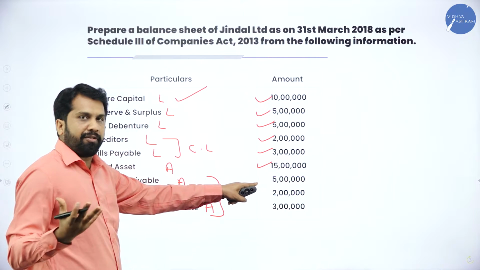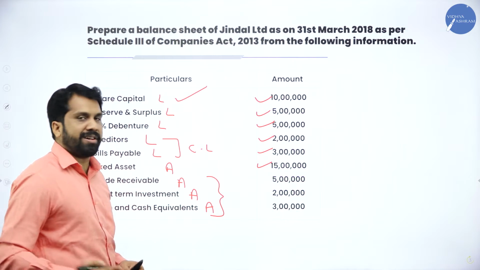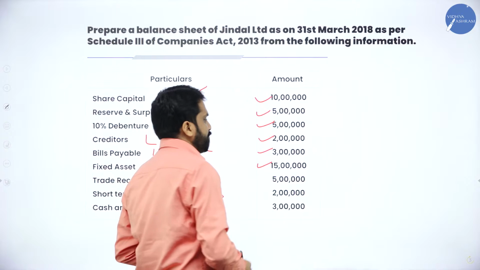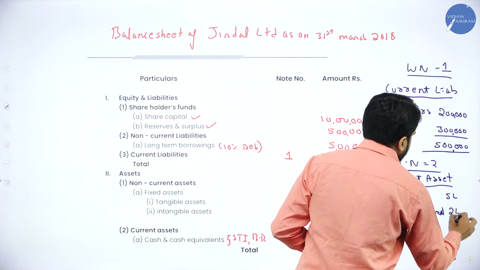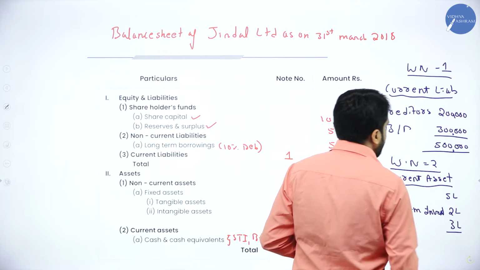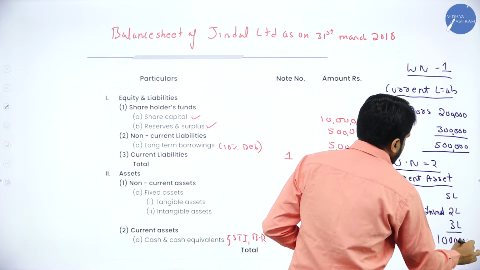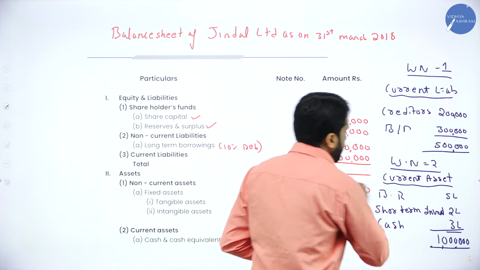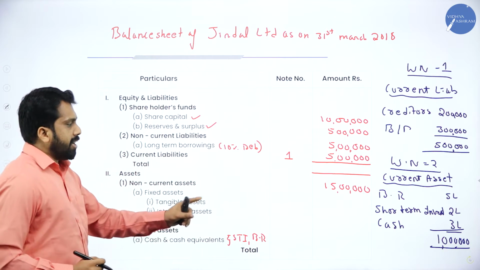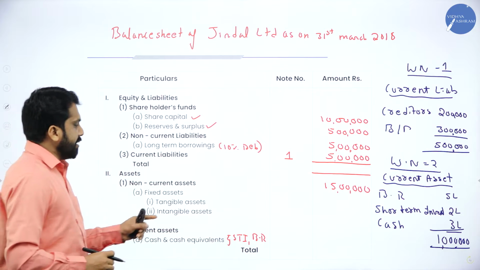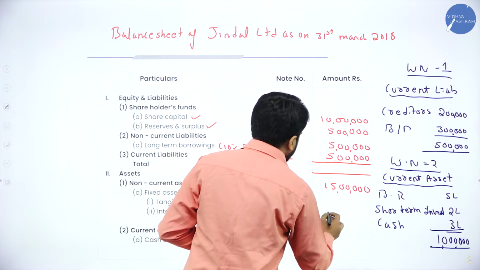Receivable, how much we have? 5 lakh. Short-term is 2 lakh, and your cash equivalent is how much? 3 lakh. So this is 5 lakh, 2 lakh, and 3 lakh. What is the total? Total it is 10 lakh. Clear? So as per working note, what is your current asset? Yes, your current asset is 10 lakh.